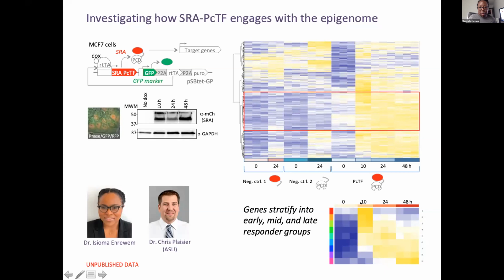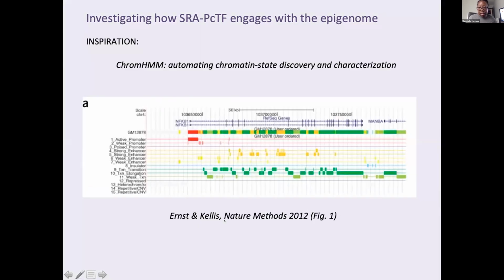We suspect that our early responders are going to be the bona fide targets of the fusion protein, whereas the late responders may be the targets of, let's say, a transcription factor that's being expressed from the early responder group. Right now we're investigating that. And then what we ultimately want to do is build a computational classifier where we're able to take a look at the features of the genes that are bona fide targets of the fusion protein, and then have a more data-informed profile of those genes that are actually responsive.